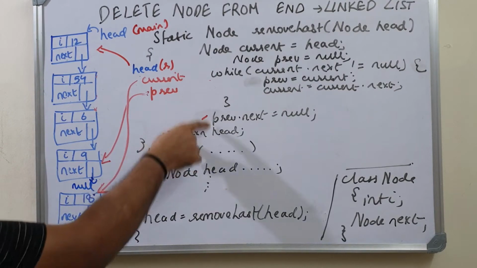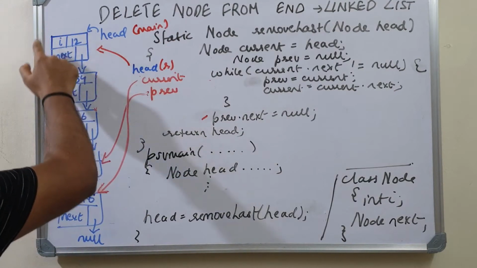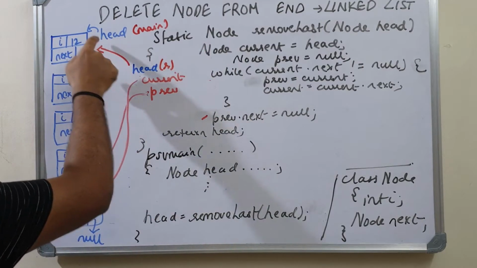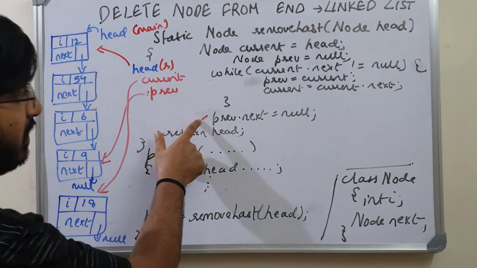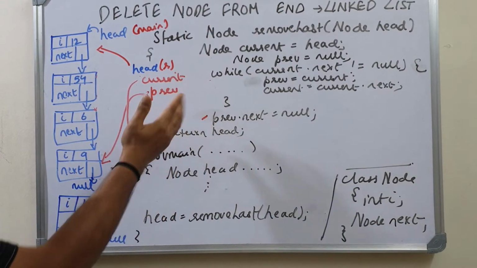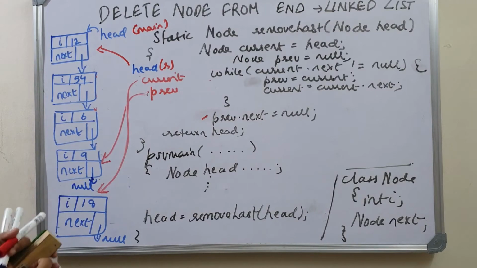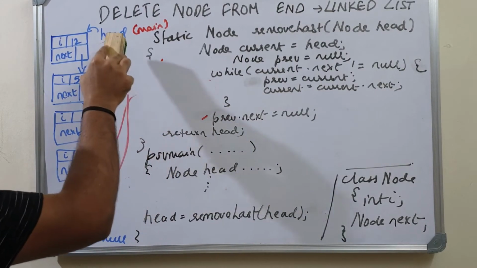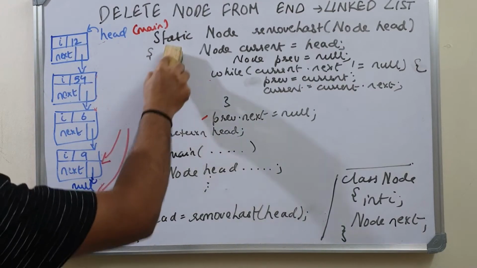Okay, and then you return the head. The head is still pointing to where it was. So when you return from this method, this head in the main keeps pointing here. Alright, so when you're here, you have three variables in this method: head, current, and previous. So when you return from this method, you lose all these three variables. Okay, and your head in the main points to this first location.